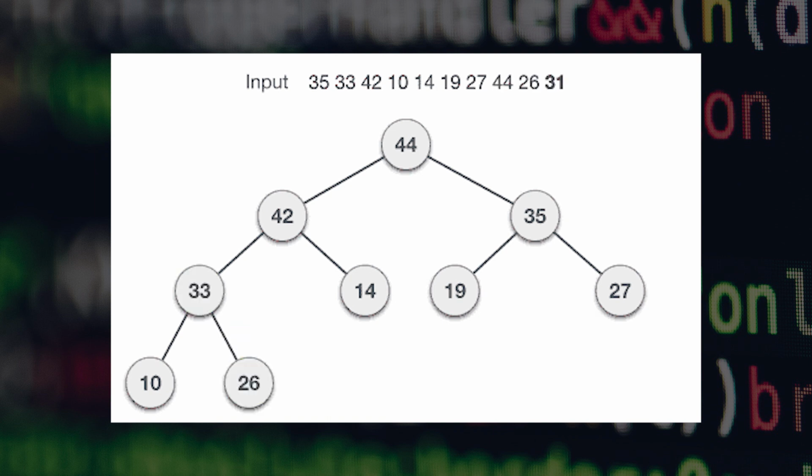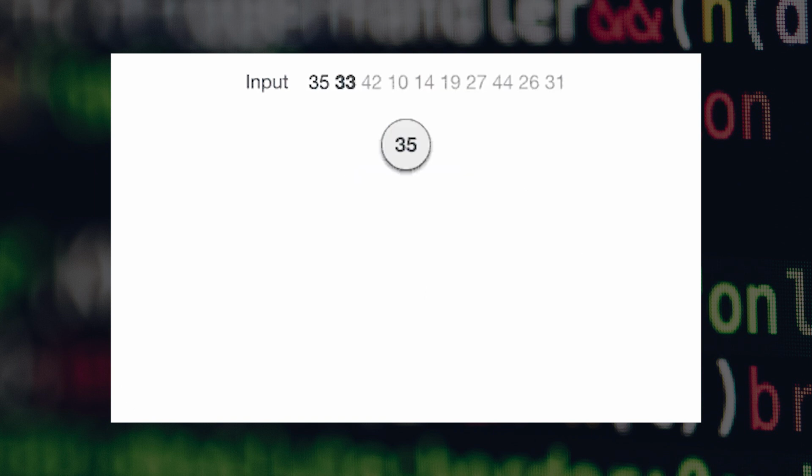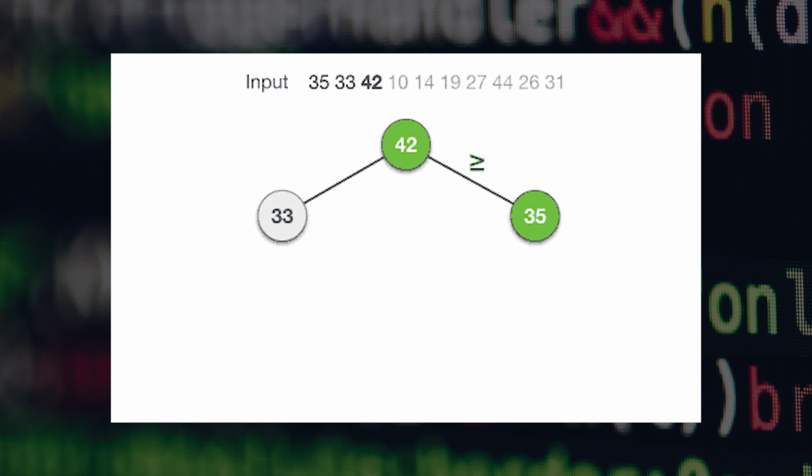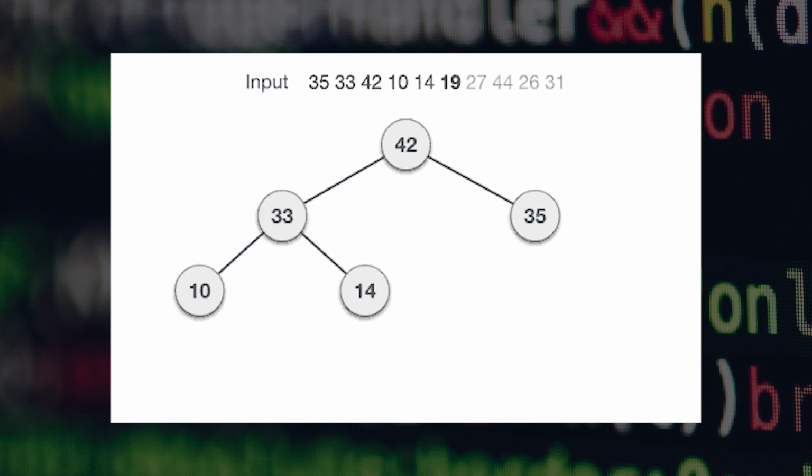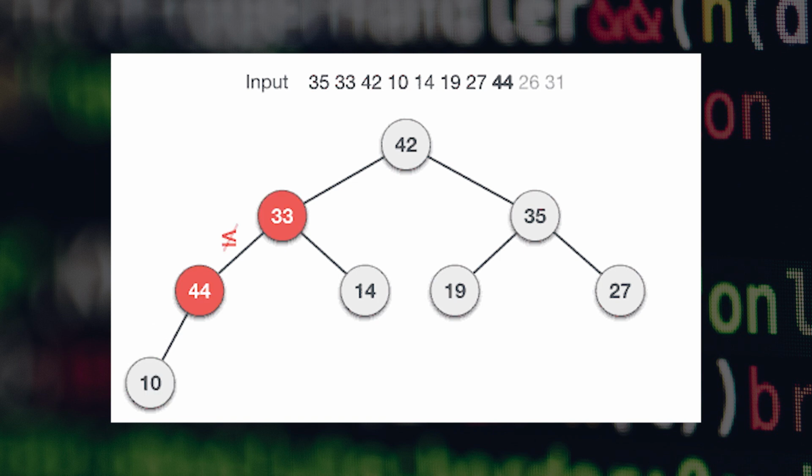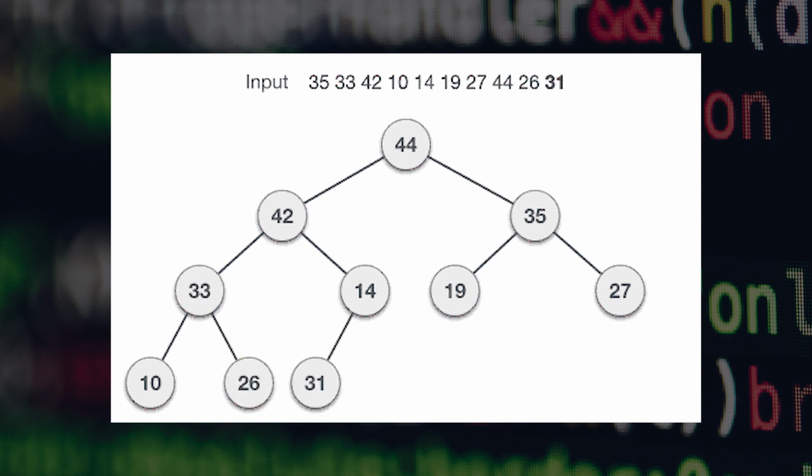So now 19 will be inserted. So 19 will be inserted as the left child of 42. So there is no exchange required. Now 27 will also be inserted as the right child of 42. So there will be no exchange required because the root is the higher value. Now 44 will be inserted and it will be inserted as the left child of 10. So you can observe that 44 has the higher value. So it will exchange and it will reach the root element.